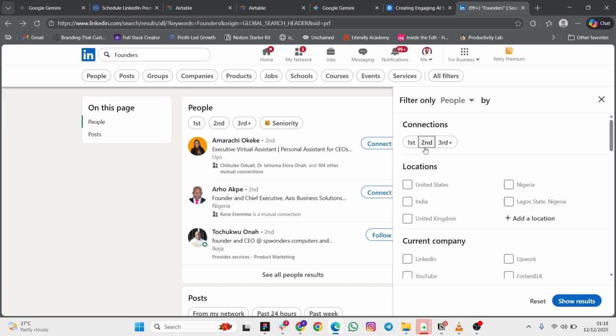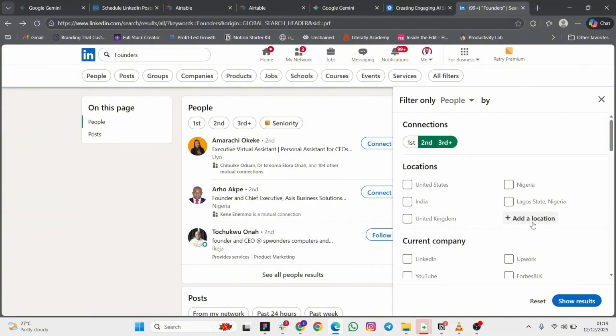So first degree connections are people that you have connected with. Then second degree connections are people that are connected to those people that you are connected with, but they are not connected to you. By third degree connections, you are not connected to them at all. You understand? So I would not go for first degree connection. I would go for second and third. So these are the people that are connected to the ones that I am connected to, and the third degree connections are very far from me.